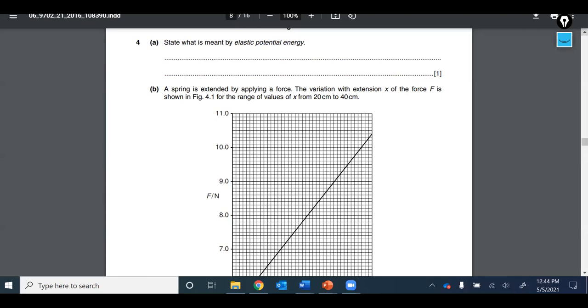We've got our physics review session today where we're going to be looking specifically at Hooke's law, matter and materials. So this is chapter 7, and we've got: state what is meant by elastic potential energy.